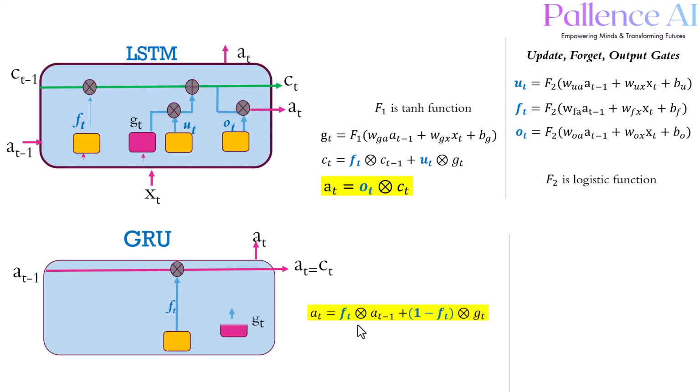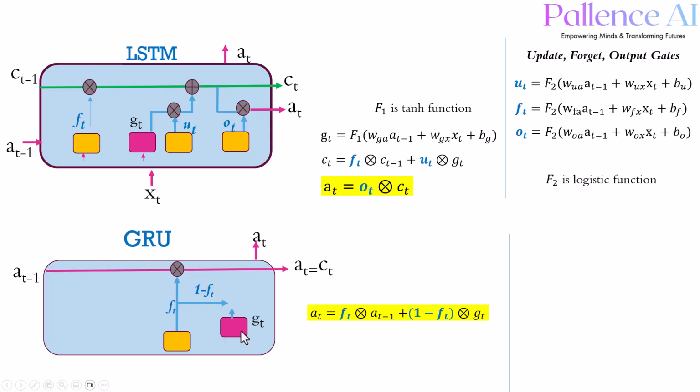So what we do is we take this FT, and then we have this 1 minus FT. You multiply this FT with AT minus 1. In a way, it's playing the same role as the forget gate in LSTM. And then 1 minus FT is playing the role of the update gate UT in the LSTM. And then you multiply this with the GT. So again, you have the same GT as in LSTM. You have a layer here.